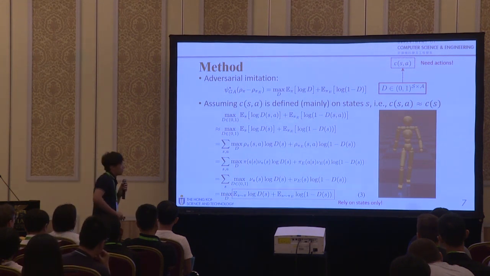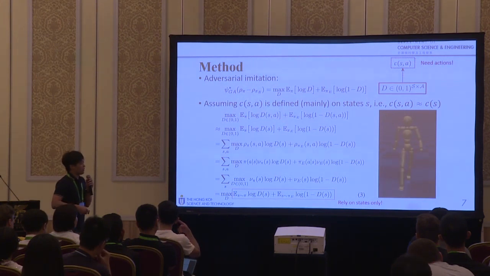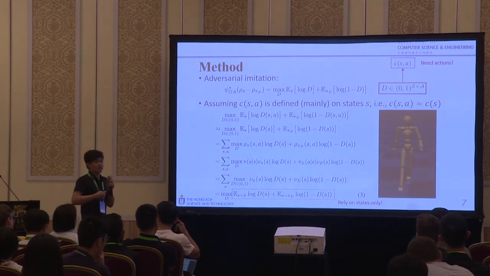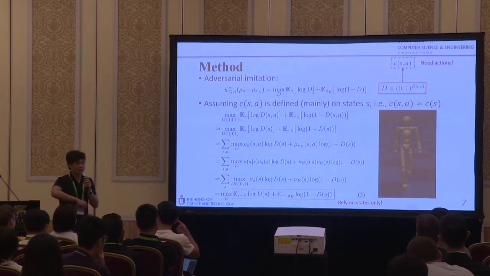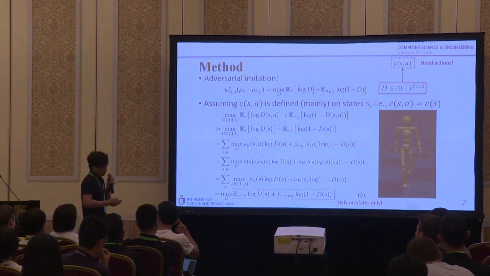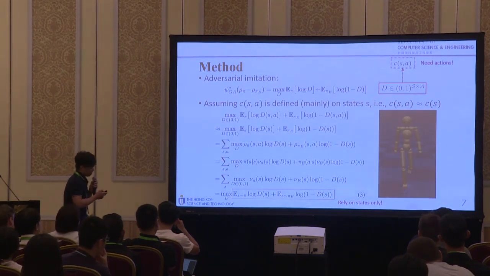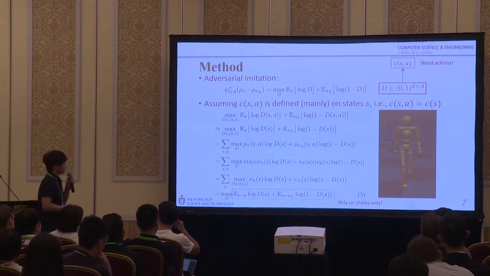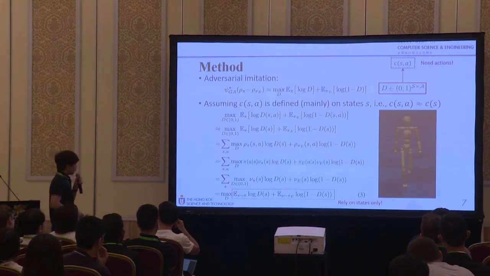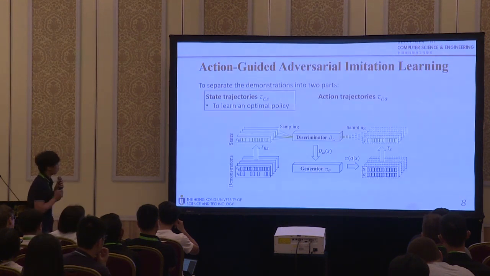Actually, yes. Like in robot control, for example this simulated robot. If we want a robot to walk like a human being, what do we really care about? We really care about the states. Whether it walks like a human being, the positions and the velocities should be like the human motion. We don't necessarily care about the action, like how much force the robot applies. So this assumption usually holds in robot control, and it makes sense.